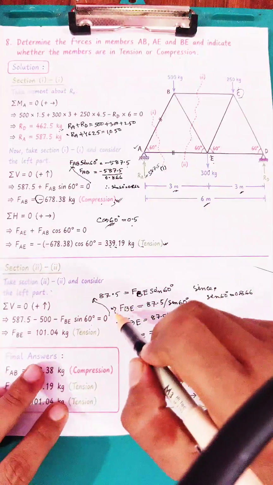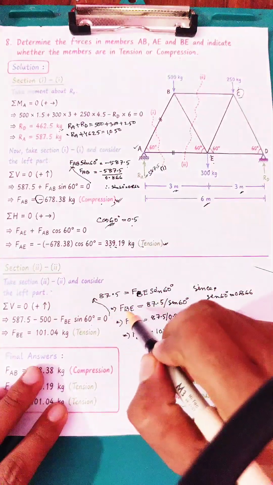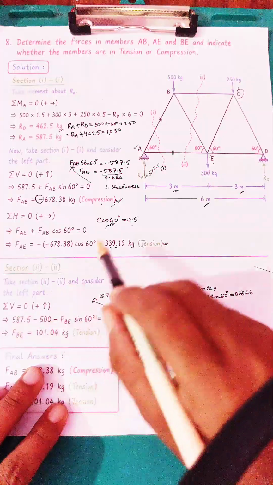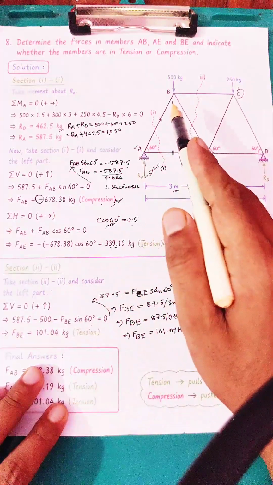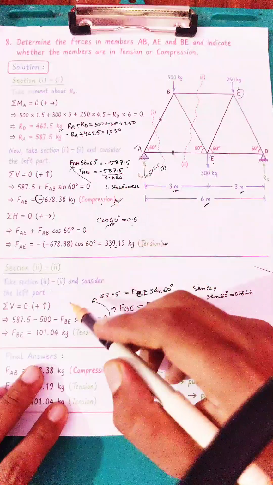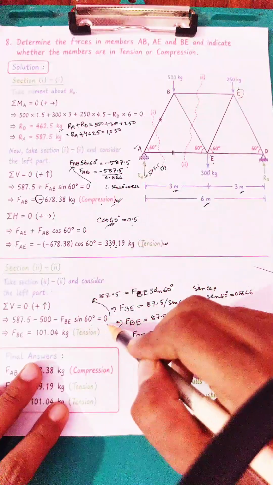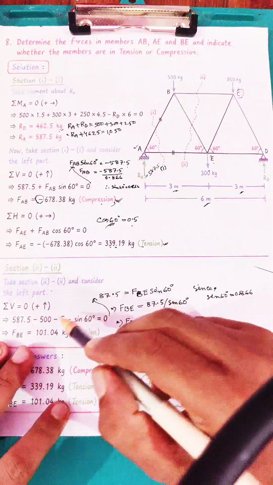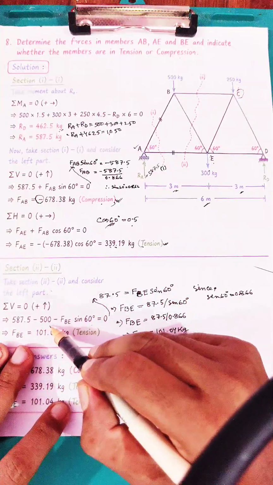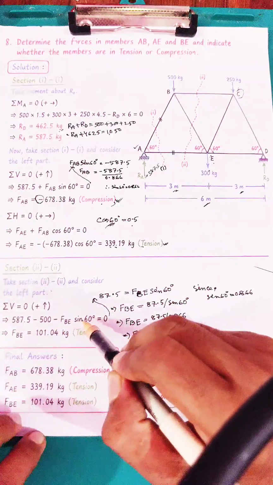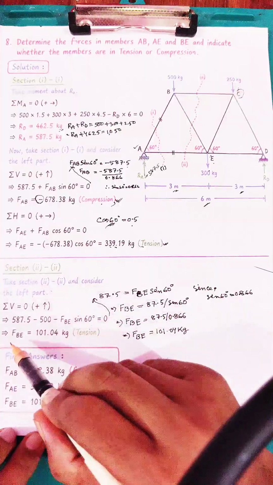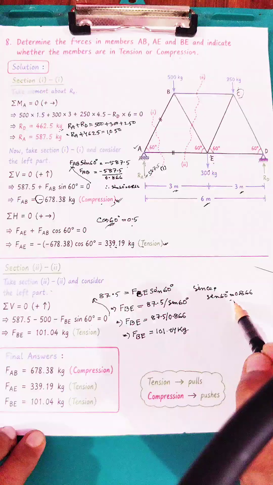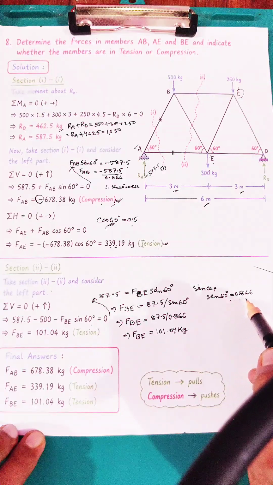Why do we have those terms? The 587.5 kg is the upward reaction at A, and 500 kg is the downward load at joint B, and FBE sin 60 degrees is the vertical component of the force in member BE. Now simplify 587.5 minus 500 minus FBE sin 60 degrees equals 0. Then sin 60 degrees equals 0.866.